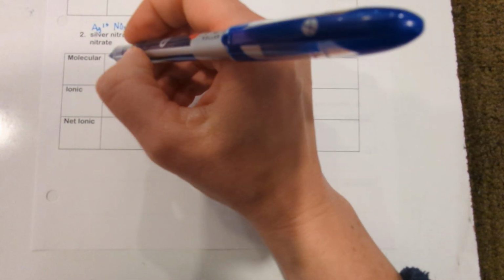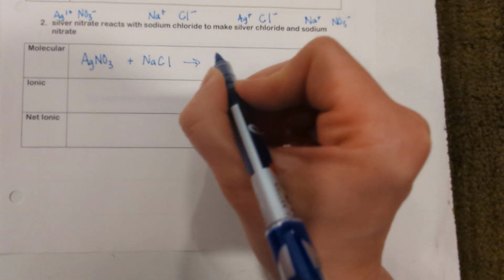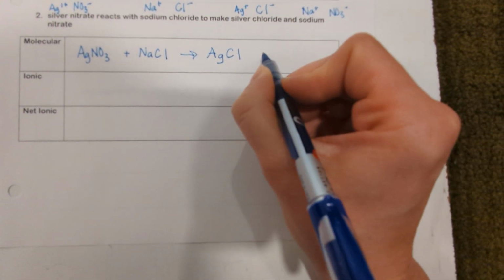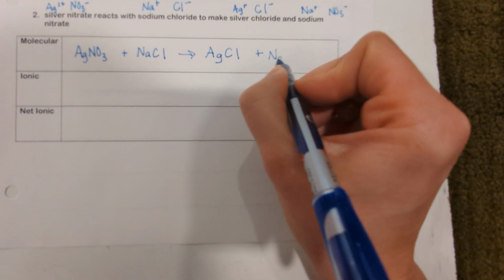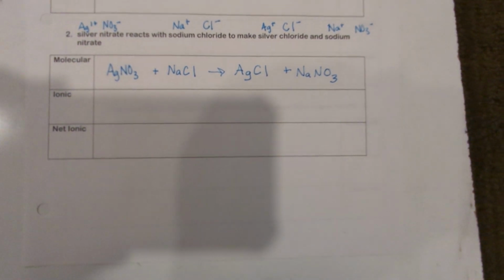I can just put them together. So silver nitrate plus sodium chloride makes silver chloride and sodium nitrate. So you start with that.